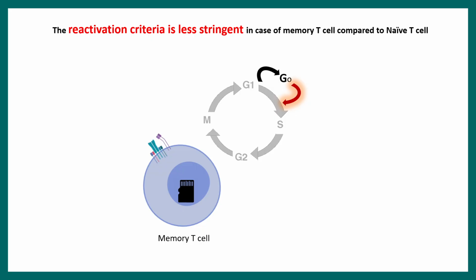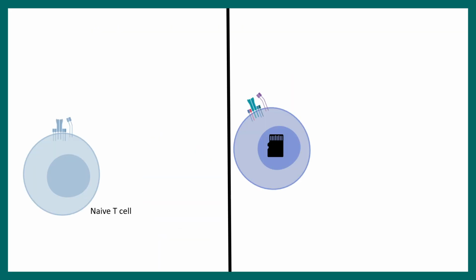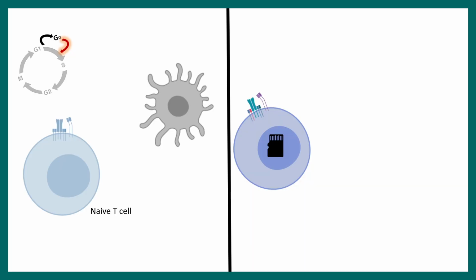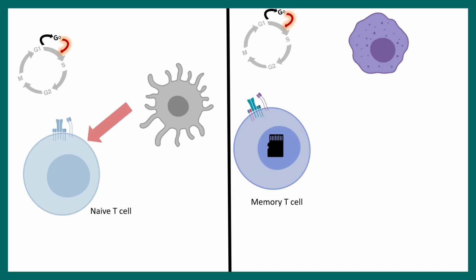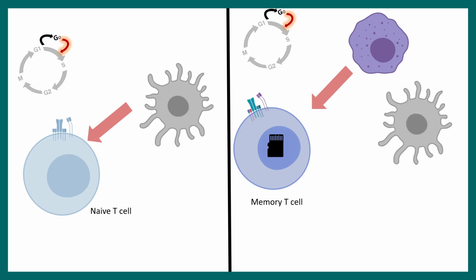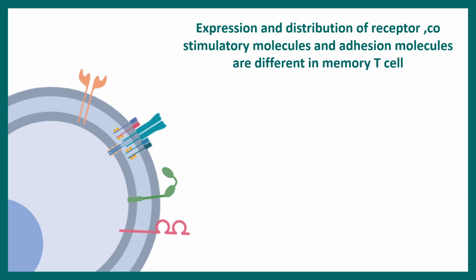So they can get back to the cell cycle and proliferate rapidly when it is necessary. The naive T cell cannot do that very quickly until and unless it is activated by the antigen presenting cell. But memory T cells can quickly get activated with the help of many of these cell types such as macrophages, B cells, or many other antigen presenting cells. So reactivation is quite a quick process.